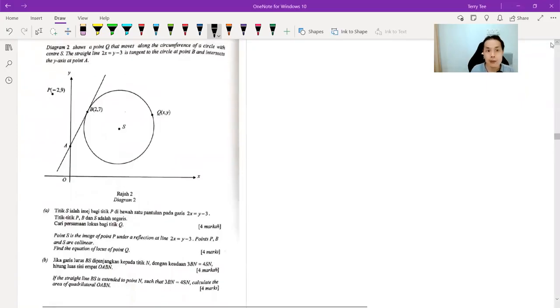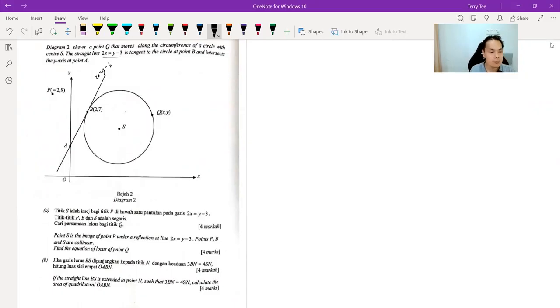The diagram shows point Q that moves along the circumference of the circle with center S. The straight line 2x equals y minus 3 is a tangent. So this is a line. 2x equals y minus 3 is a tangent to the circle at point B, and it intersects the y-axis at point A.